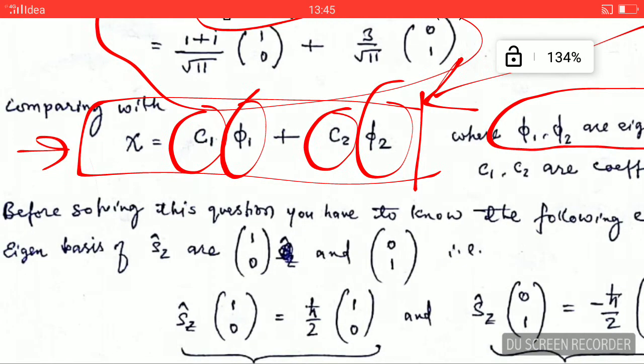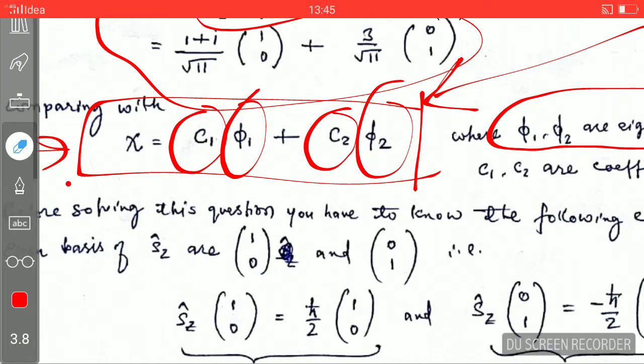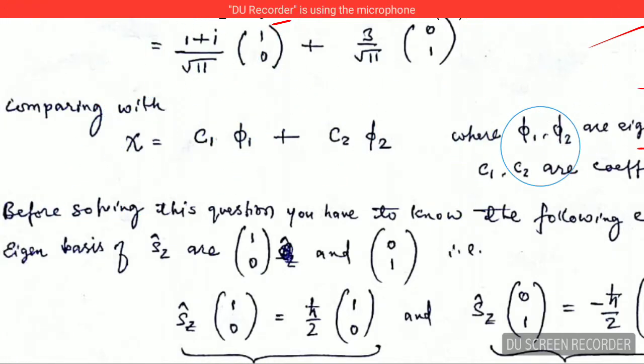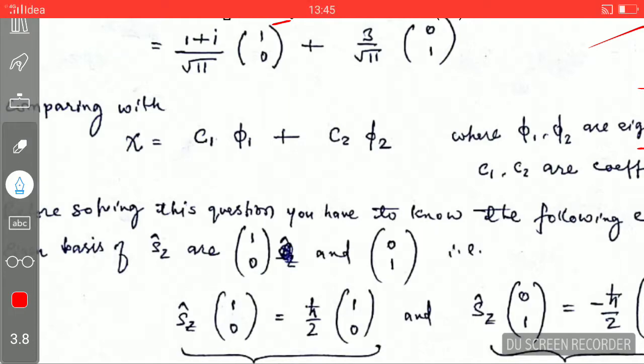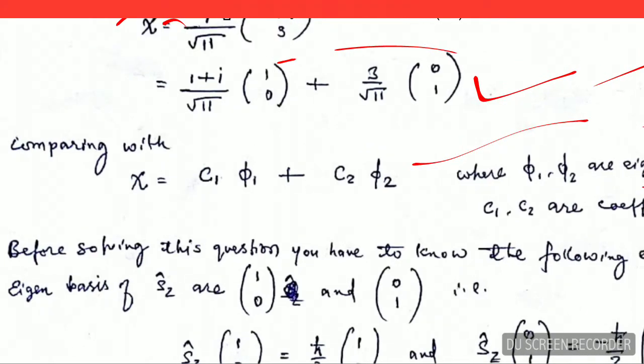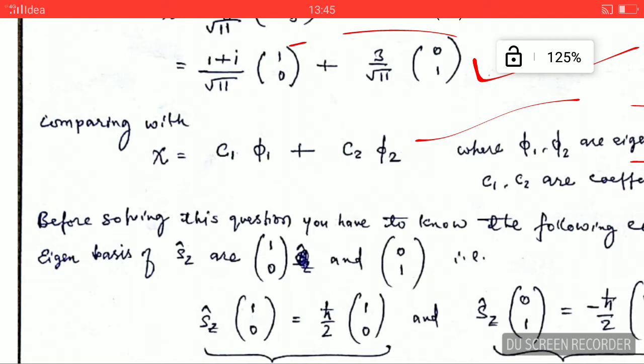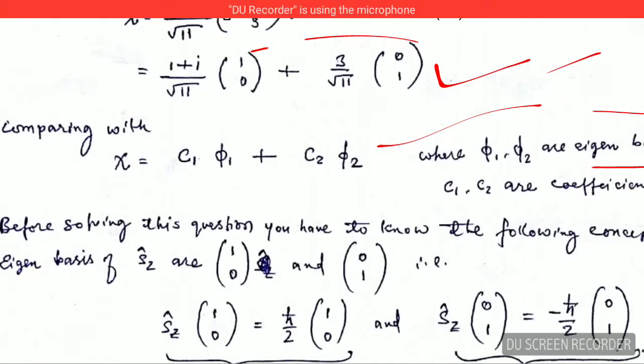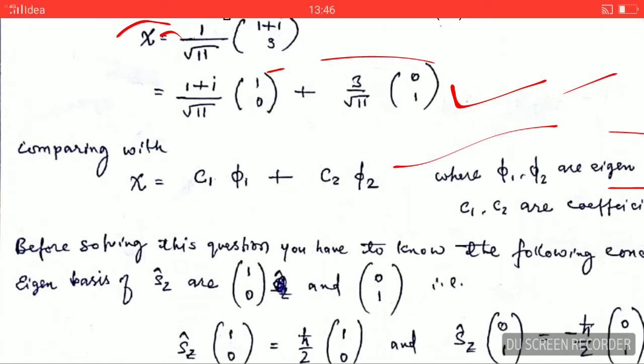Now you might be wondering why I'm comparing this equation with this equation, and that will become clear to you. Right now you just have to compare. In quantum mechanics, while solving we have to do these things. But don't worry, everything has reasons and you will become familiar with all these things slowly. I'm not going to tell you too much detail because you will divert from our current topic.